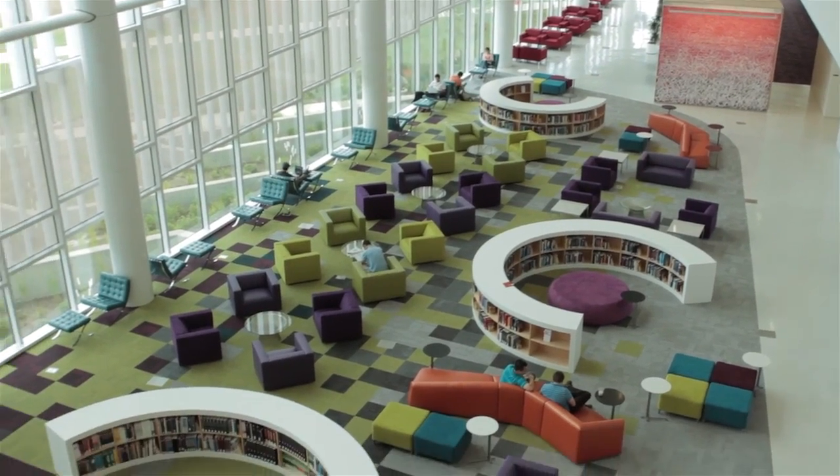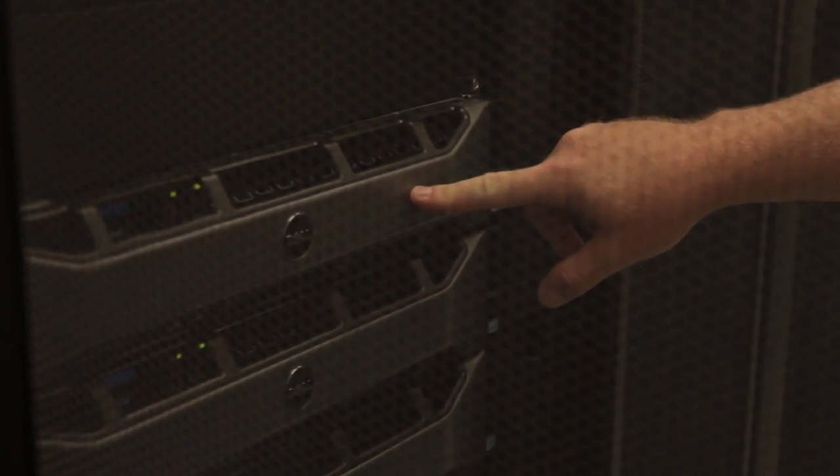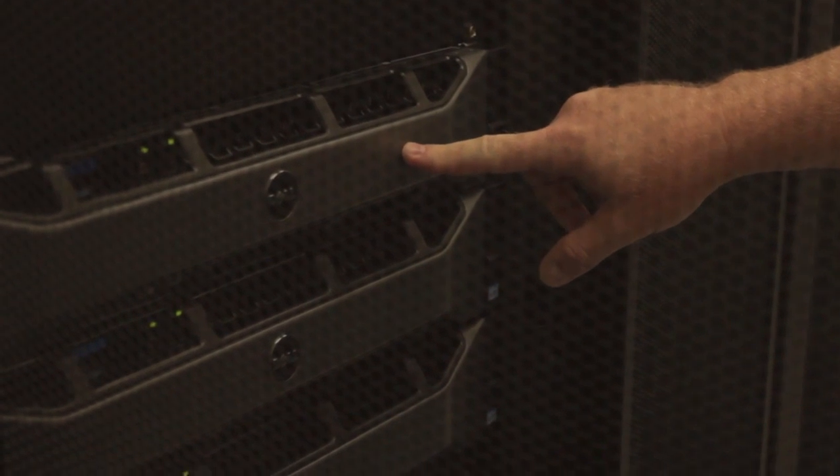My name is Bob Bagby. I'm a systems specialist with the libraries here at NC State. For our students who are mainly engineering type students, we have a GPU-enabled cluster. For our GPU cluster, we use Dell's R720 servers. Each one of those servers can handle two NVIDIA Grid K2 cards.